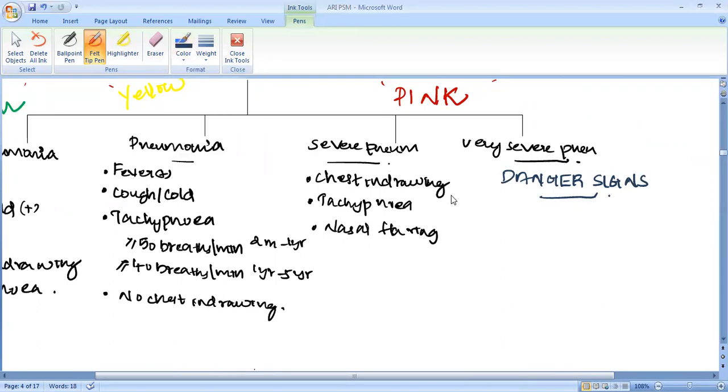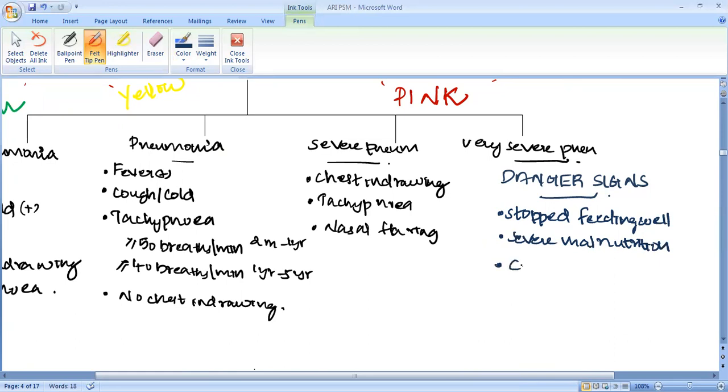Okay, so what are the danger signs? First danger sign, the child has stopped feeding well, or he is unable to drink. And also this child will be having severe malnutrition.